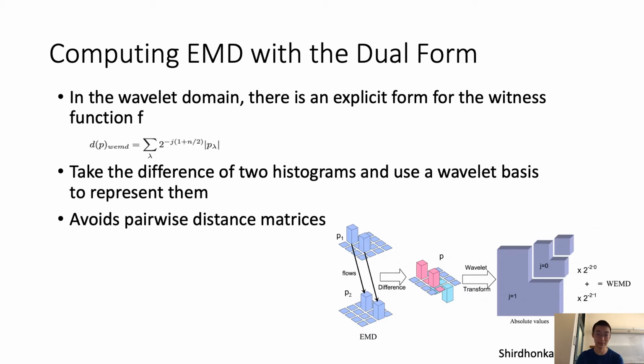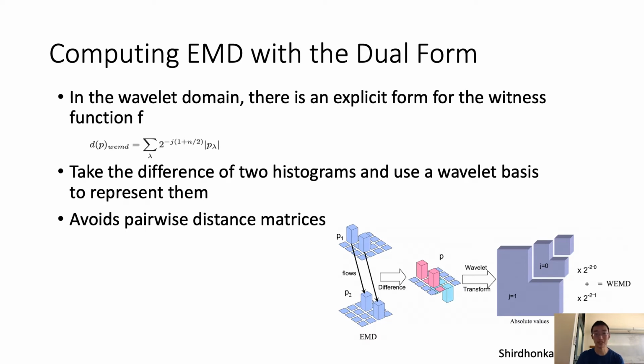However, today we will look at a particular form, namely when the witness function is expressed as a collection of wavelets. In this case, the witness function, and thereby the Earth Mover's distance, has a closed form in terms of the difference of coefficients of the two probability distributions in the wavelet domain. This was termed wavelet EMD in earlier work by Shirdhonkar and Jacobs.